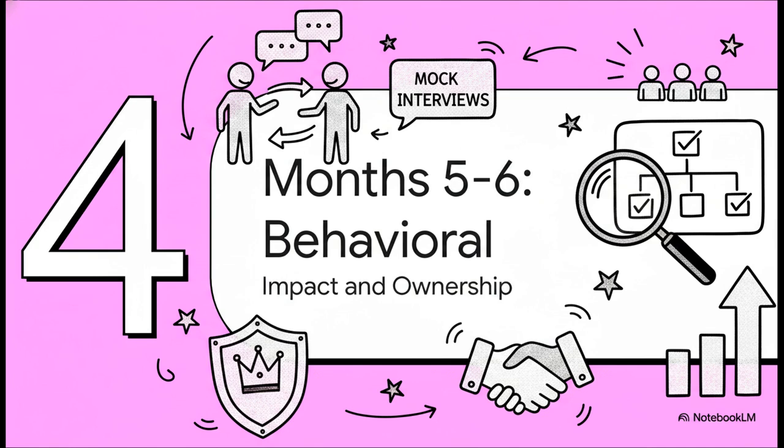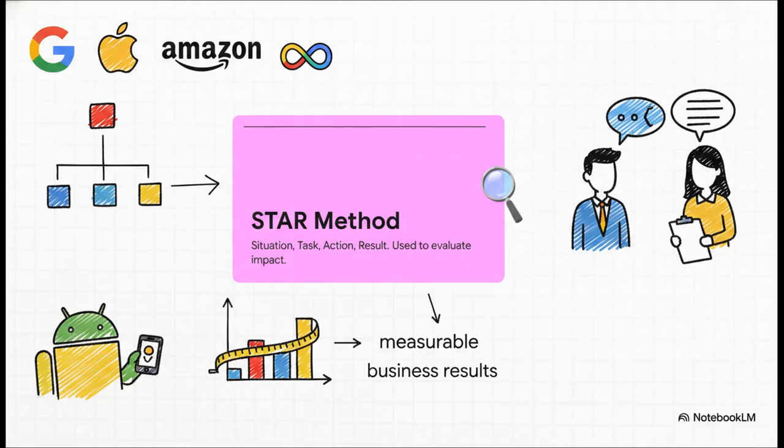All right, the home stretch. Section 4, months 5 and 6, behavioral. FAANG companies heavily evaluate your impact, and to do that, they rely on the STAR method: situation, task, action, result. Listen, if you walk into a behavioral interview and just ramble about your past jobs, you will fail. You have to use this structured framework to clearly articulate the context, what you specifically were tasked with, the concrete engineering actions you took, and the measurable business results you achieved.